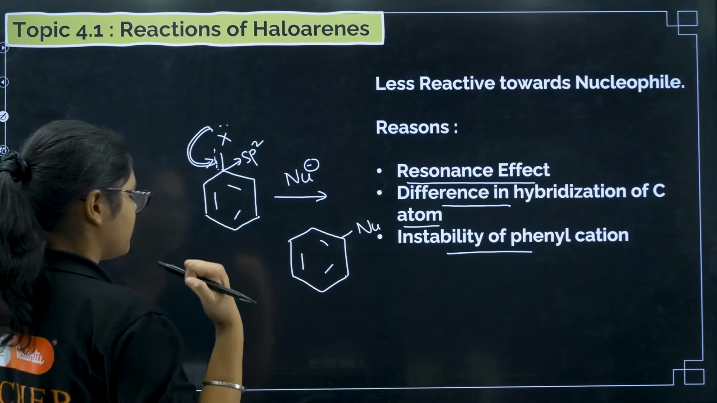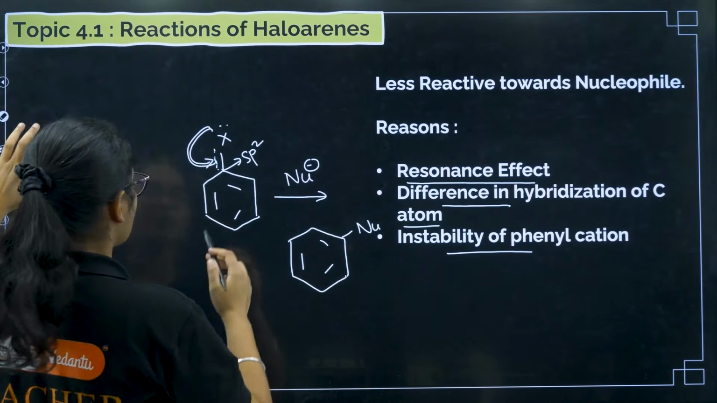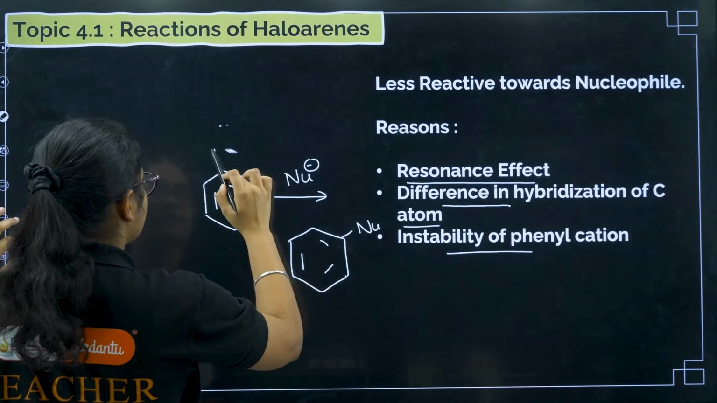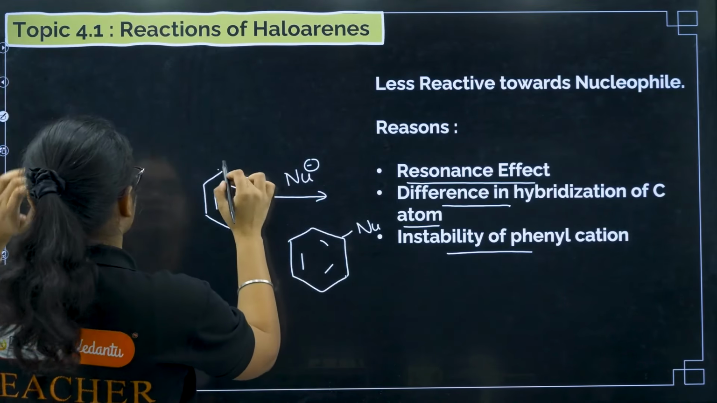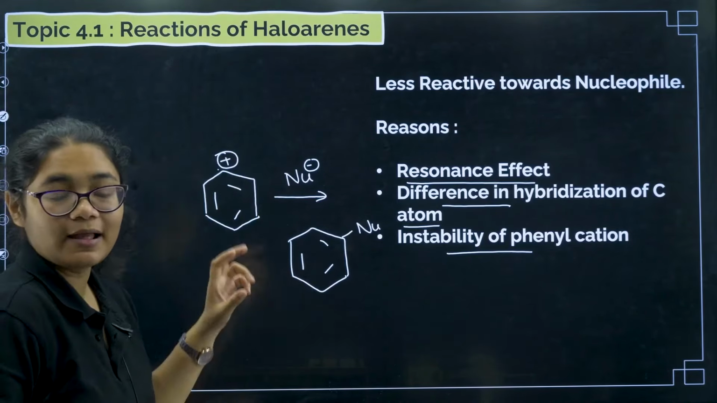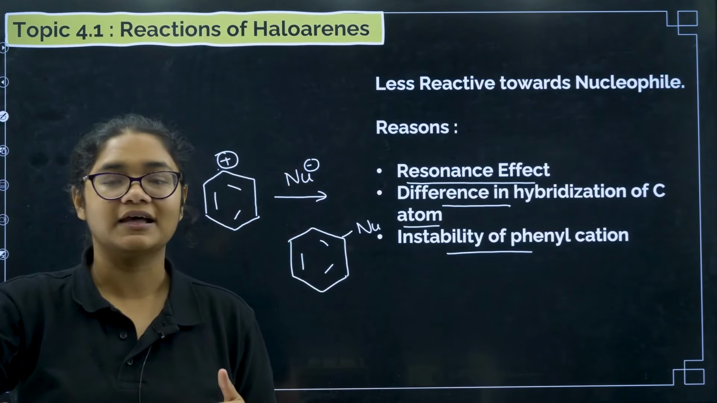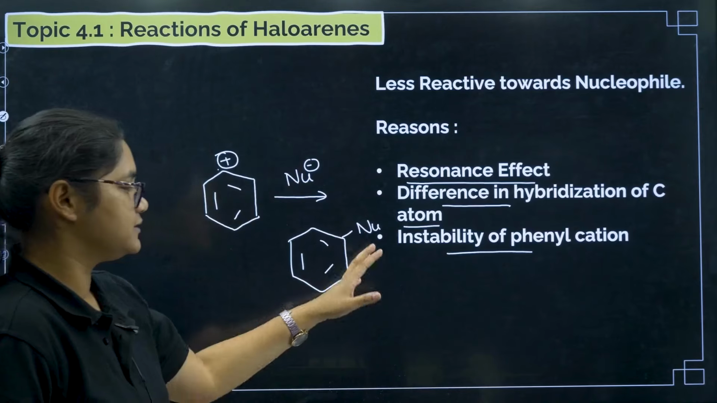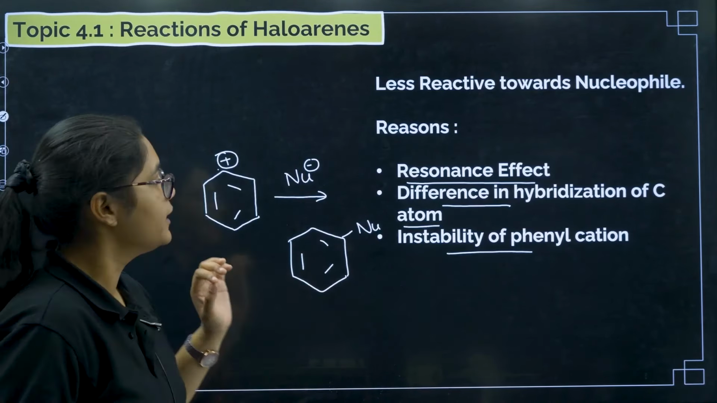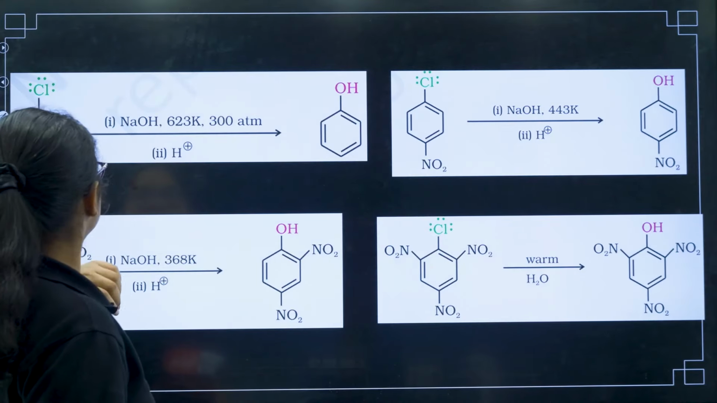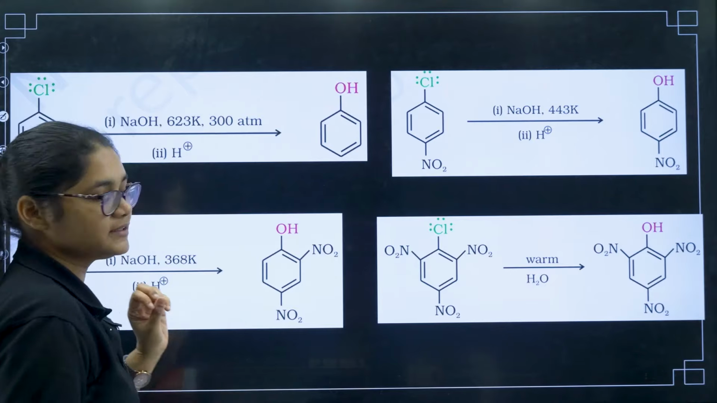Suppose you have put in so much effort and somehow you remove this X, then we will get a carbocation, a phenyl carbocation, and this carbocation is highly unstable. So it does not want to go to this unstable state, so that is why this reaction is also not possible. Okay. Now we will see the first, that is the nucleophilic substitution reaction.